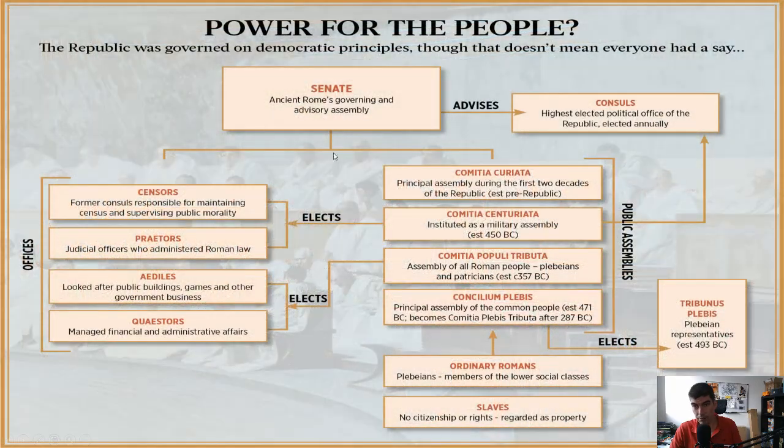So this is a diagram of all the institutions. The Senate, the ancient Rome governing and advisory assembly, because the Senate existed during the monarchy. They advised the consuls, which were the most important magistrates elected every year. Then we have the public assemblies, the comitia, and also the concilium plebis, la asamblea de la plebe, which elected the tribunus plebis, el tribuno de la plebe. But the most important offices or magistrates were censors, praetors, aediles, and quaestors.